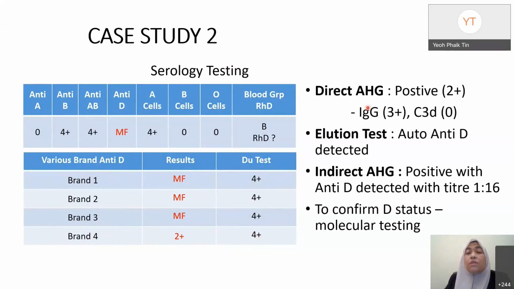Then we also performed a direct antiglobulin test showing positive 2+, and we proceeded with monospecific showing the type of antibody is IgG 3+. Then we did the elution test showing that auto anti-D was detected. We also performed antibody screening and antibody identification, and it showed that anti-D was detected with titer 1/16. So to confirm this status, we proceeded with molecular testing.